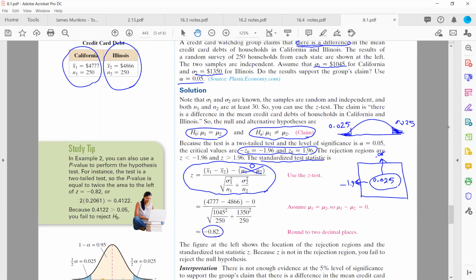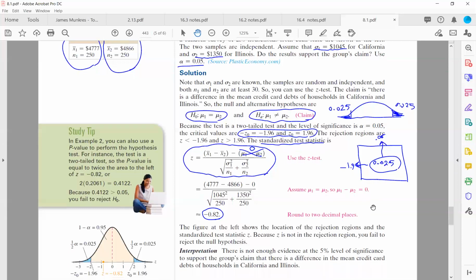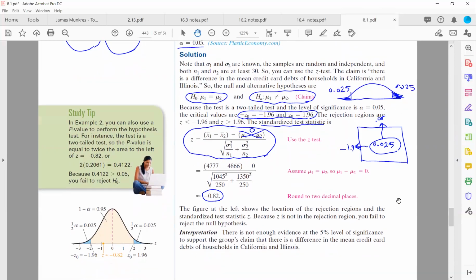After doing the algebra, the z value is negative 0.82. Okay, since negative 0.82 is outside the rejection region, we fail to reject the null hypothesis. Interpretation: there is not enough evidence at the 5% level of significance to support the group's claim that there is a difference in the mean credit card debts of households in California and Illinois.